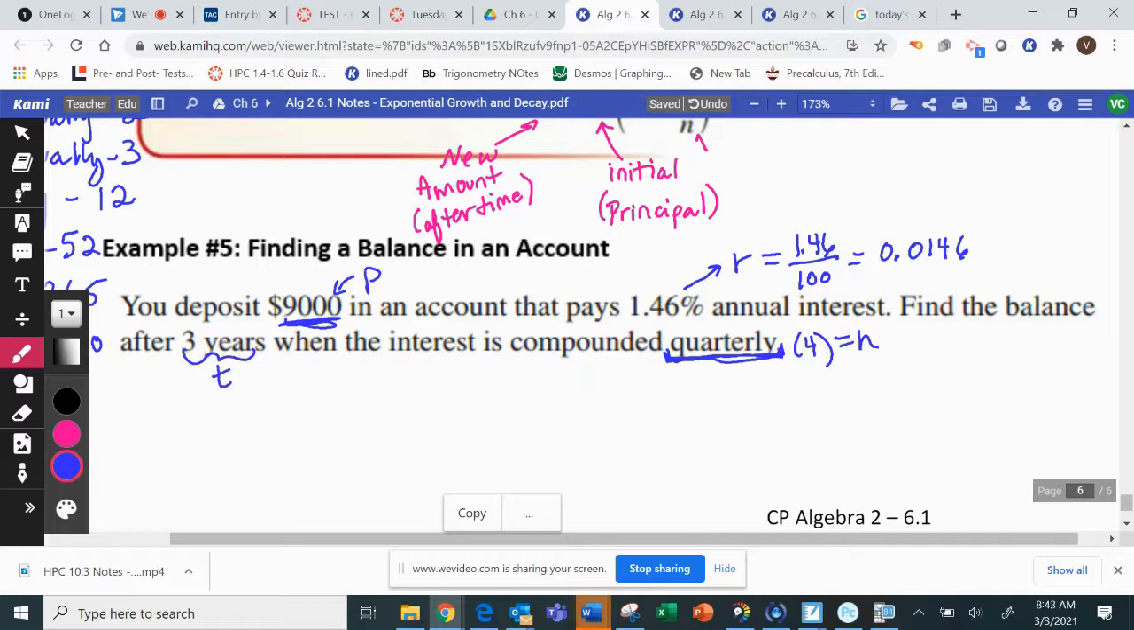So we're going to stick all this stuff in. A equals 9,000, parenthesis, 1 plus. Now we do our rate, 0.0146 over the N value, 4. And then we go to the N times T. So I've plugged everything in. You literally can just plug all that into your calculator and it should work.